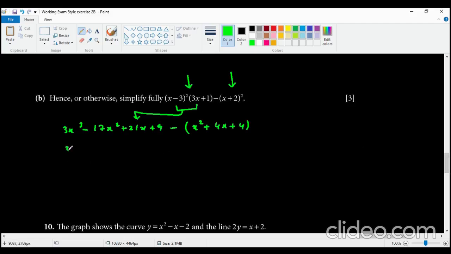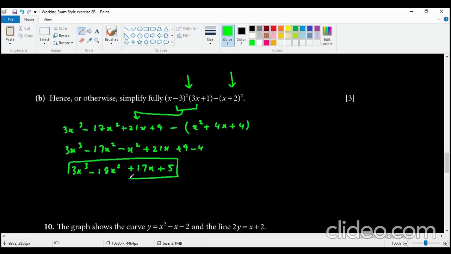So this is going to be giving us 3x cube minus 17x square minus x square and plus 21x and plus 9 minus 4. So finally it's going to give us 3x cube minus 18x square and plus 30 plus 17x, minus plus minus. So this gives us 17x and plus 5. This is going to be the answer for this part of the question.